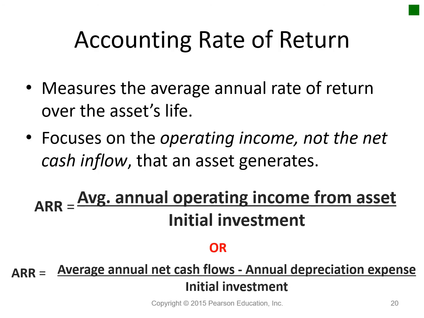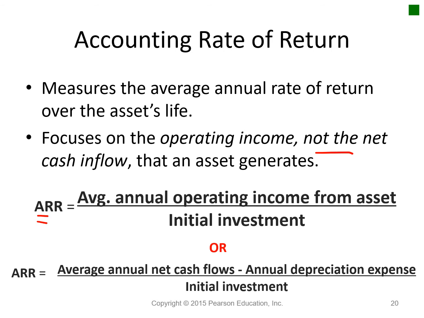Okay, so the accounting rate of return does use some accrual accounting concepts. And again, it's looking at operating income. Again, it's not really looking at specifically just net cash flow. So that could be a criticism of the accounting rate of return. The basic calculation is right here. You take the average annual operating income divided by your initial investment.